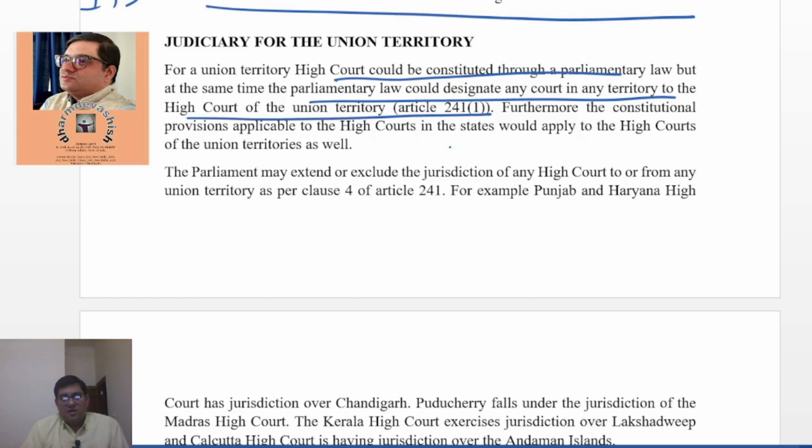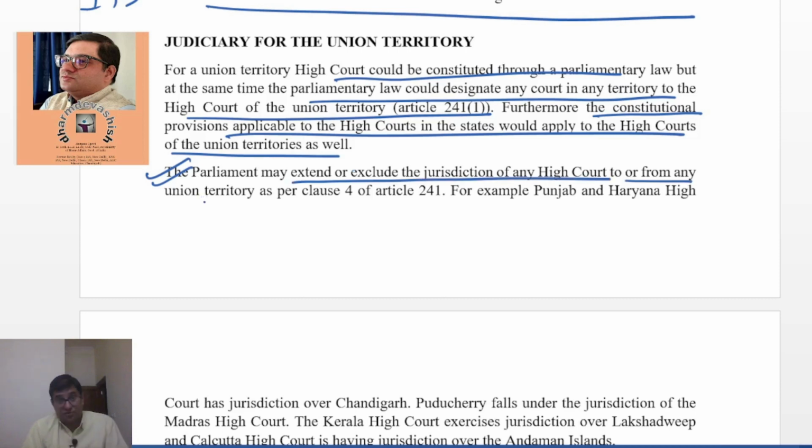Furthermore, the constitutional provisions applicable to the high courts in a state would apply to the high courts of the union territories as well. Apart from this, the parliament can extend or exclude the jurisdiction of any high court to or from any union territory as per clause 4 of Article 241.